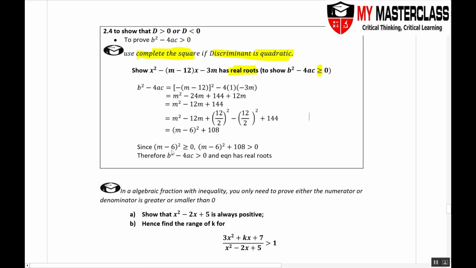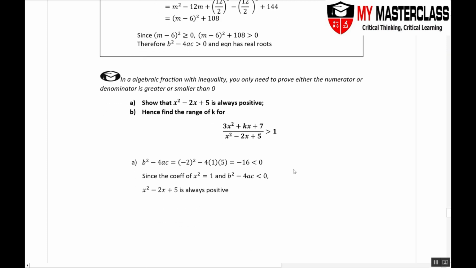So since (m minus 6) squared is more than or equal to 0, I plus a positive value at the back, it has to be more than 0. Therefore, b squared minus 4ac is more than 0, and I can say the equation has real roots. Okay, so this is an example of how we apply or show that the discriminant is more than 0 or less than 0.